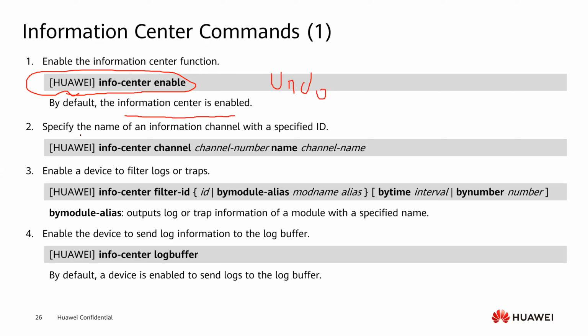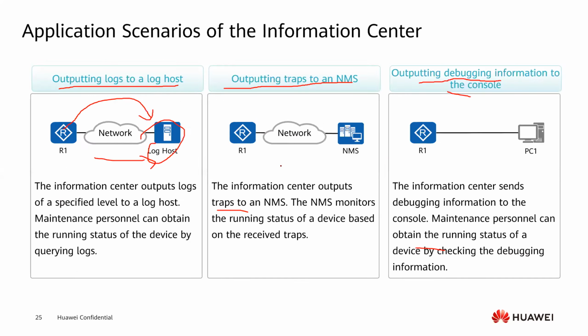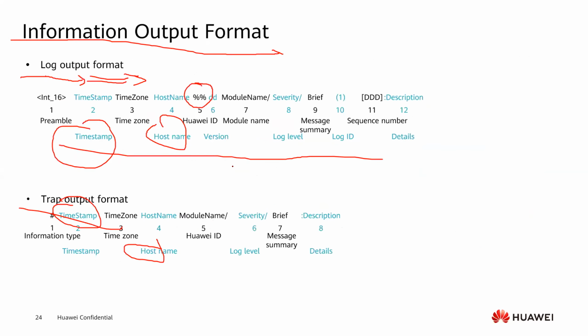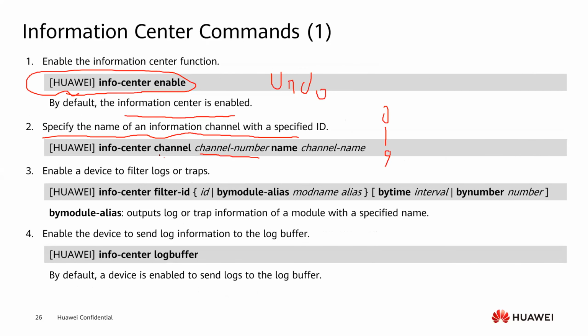We can also specify the name of an information channel with a specified ID. The ID is from 0 to 9, and each has a default name. This is 0 to 5, all default names. So with the command, you can change the name for different channel numbers.